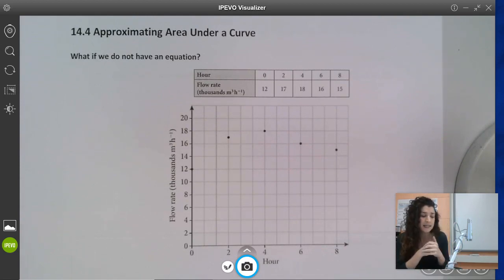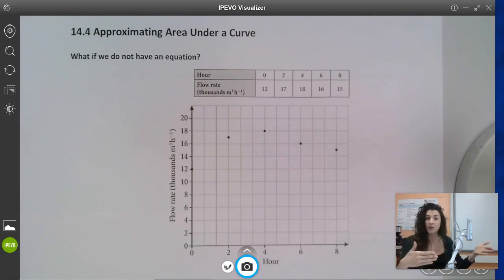So we spent last lesson talking about how we use definite integrals to find the area between 2 points on a curve, underneath the curve, between the curve and the x-axis, or between two curves, and how to deal with composite figures. And now we're talking about, hey, what if we don't have an equation?